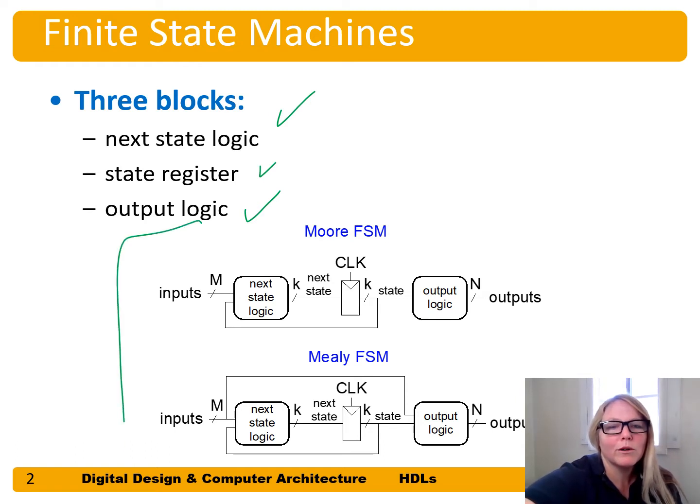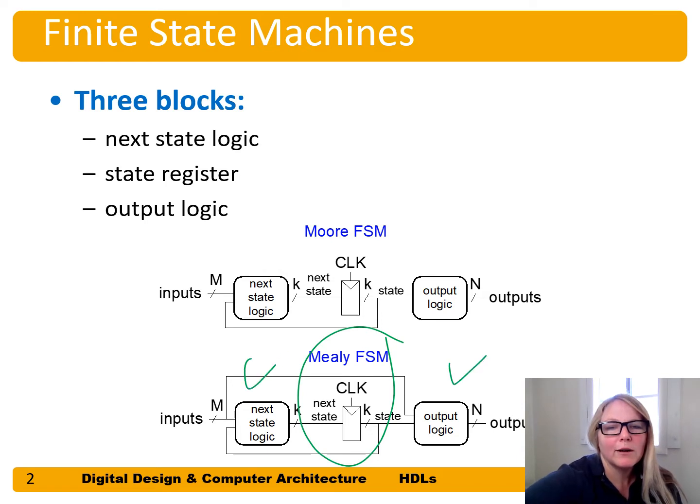Here are pictures of our Moore FSM and our Mealy FSM. It shows our next state logic and output logic, and then our state register. And Mealy has the same state register, output, and next state logic. The only difference between Moore and Mealy is that the output logic in a Mealy FSM is driven by both the current state and the inputs here, whereas in a Moore FSM, the output logic depends only on the current state.